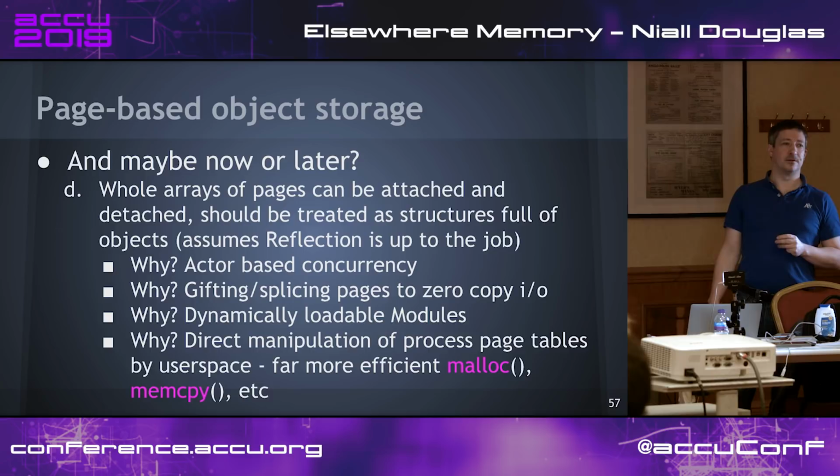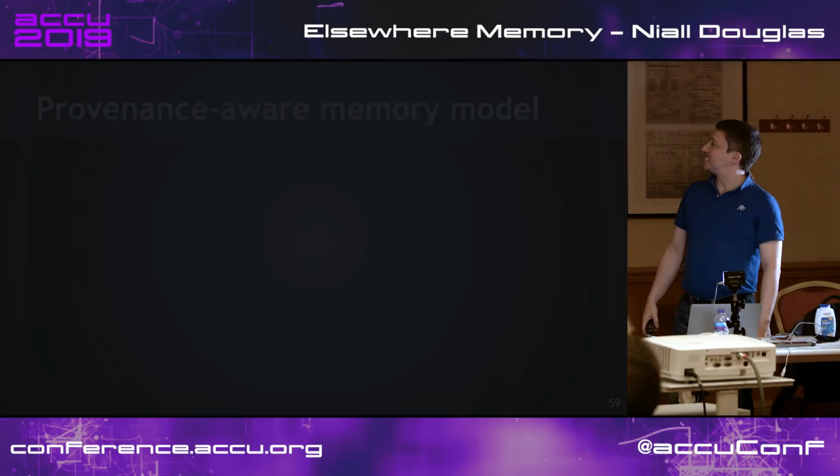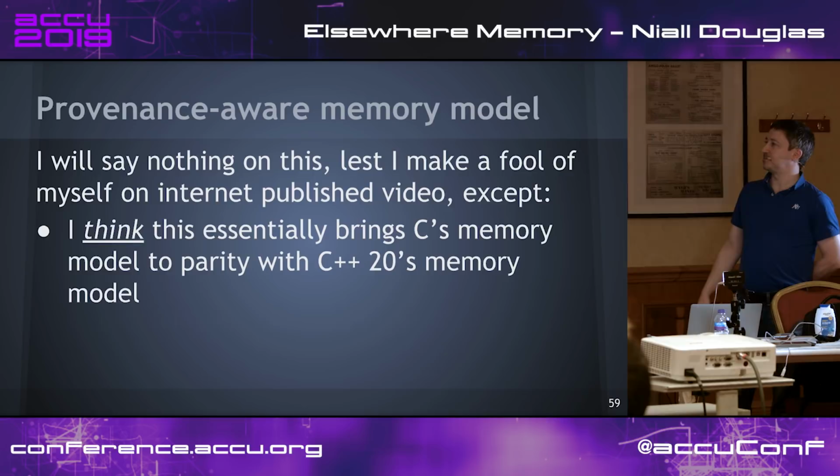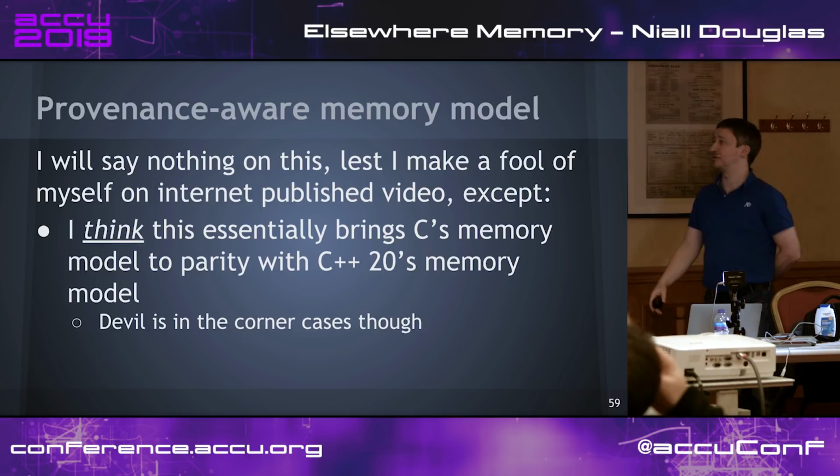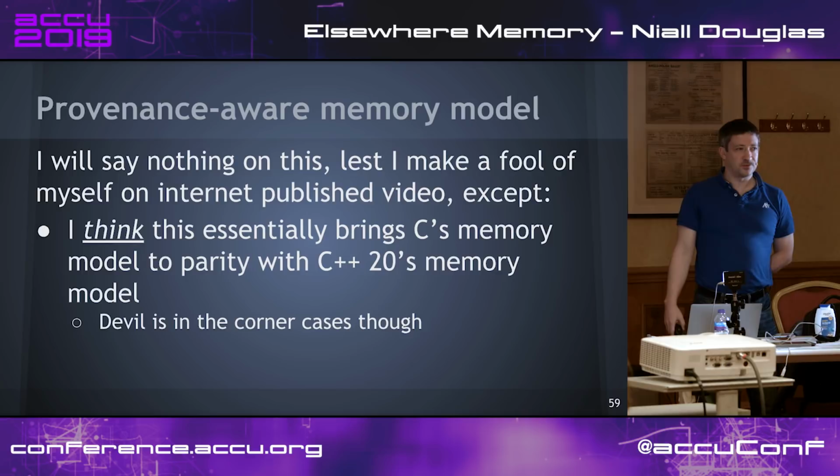You know, who knows? Anyway, I'm not going to say anything about this paper at all, except that I think it basically brings C's memory model into C++'s. Devil's in the corner cases. There's been an argument running this entire week due to the emails I posted to the Undefined Behaviour Study Group, and it's ongoing, where people are arguing over corner case interpretations of pointer provenance, such as: are pointers with the same address equal? Because, interestingly, they may not be.